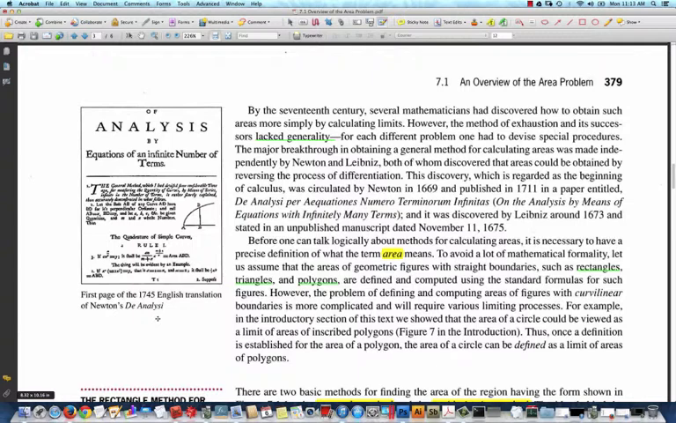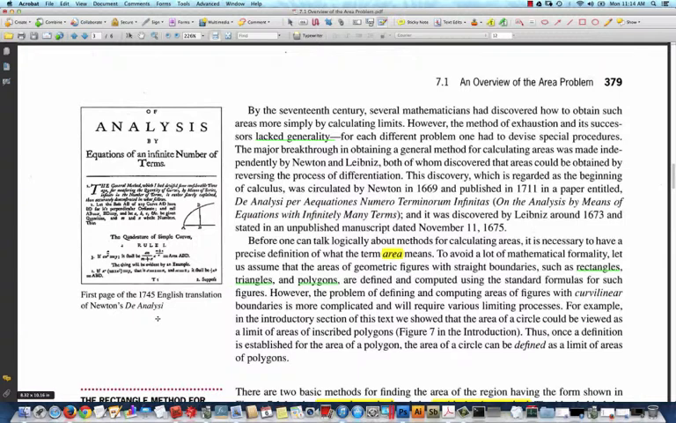By the 17th century, several mathematicians had discovered how to obtain such areas more simply by calculating limits. However, the method of exhaustion and its successors lacked generality. For each different problem, one had to devise special procedures. The major breakthrough in obtaining a general method for calculating areas was made independently by Newton and Leibniz, both of whom discovered that areas could be obtained by reversing the process of differentiation.